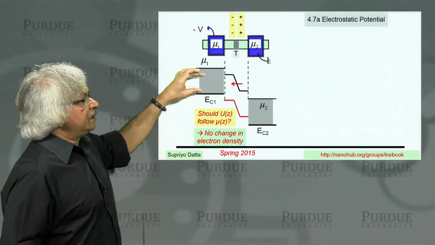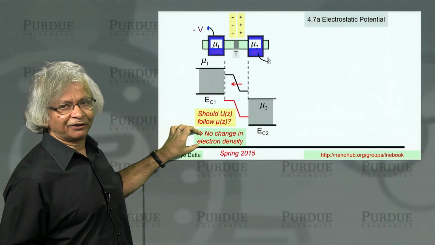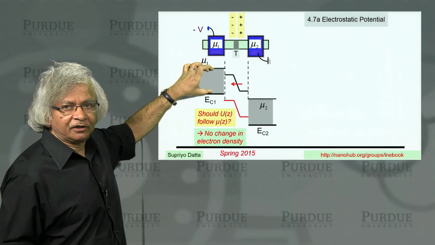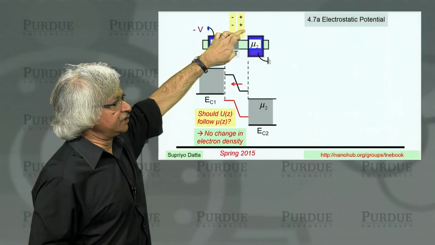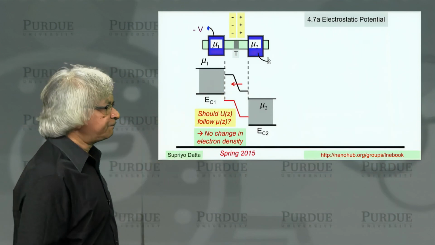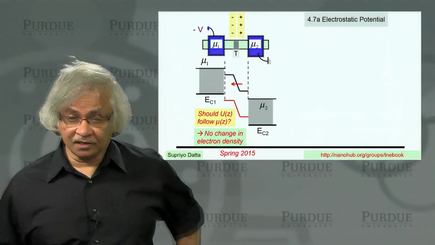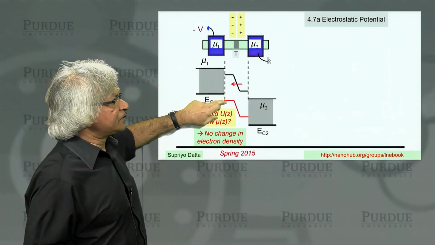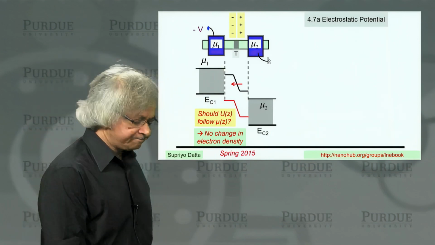But if U and mu were to follow each other exactly, then there would not be any change in electron density, because after all, this distance is a measure of the electron density. So in order to accommodate these extra electrons or this deficit of electrons, this curve cannot quite follow that. It has to be a little different. On the other hand, if this medium is very conductive, which means the density of states is very high, then I can argue that this electrostatic potential will approximately follow the electrochemical potential. Now let me explain why.